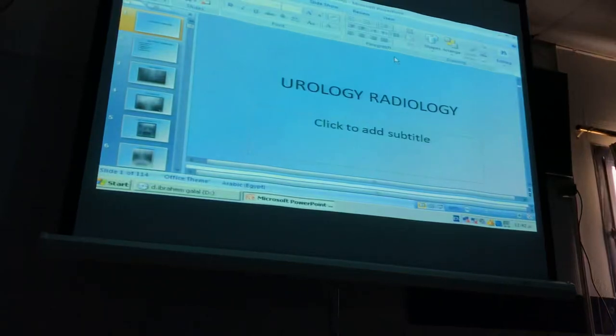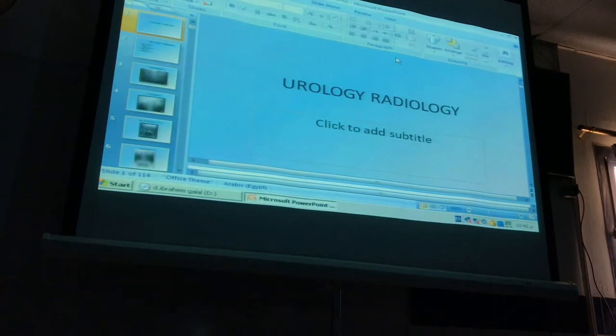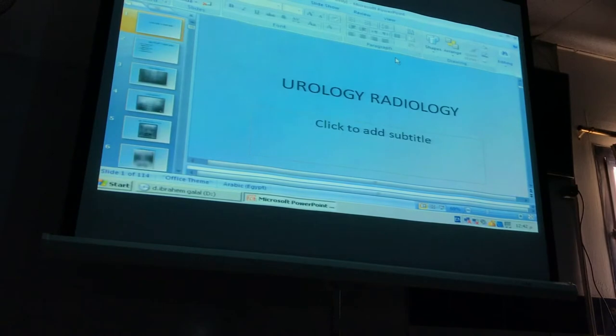Imaging of the urology system may be plain X-ray, just plain X-ray without contrast, or it may be with contrast. Diseases of the urology system are classified into groups: stones and tumors. These are the most important sections in X-rays. Stones and tumors.